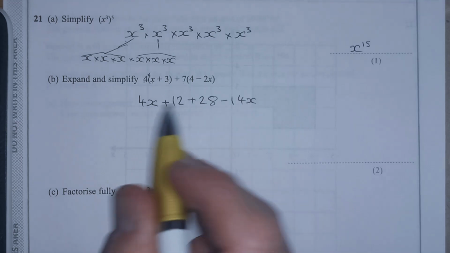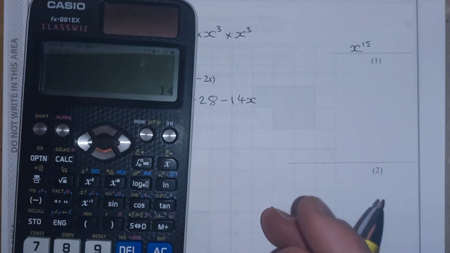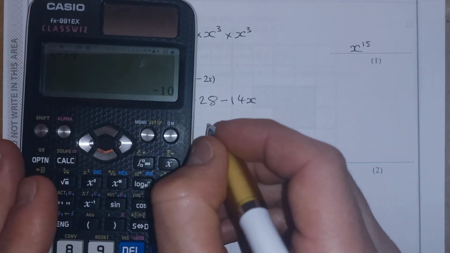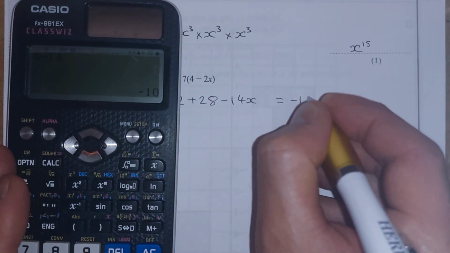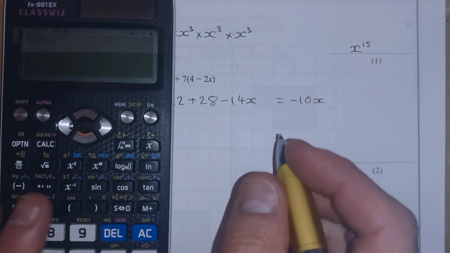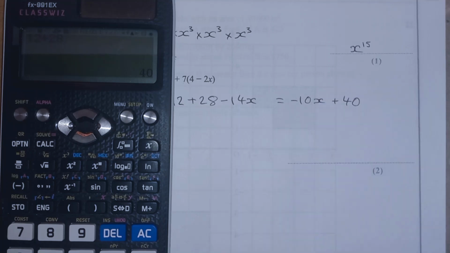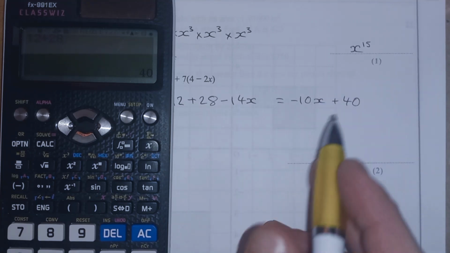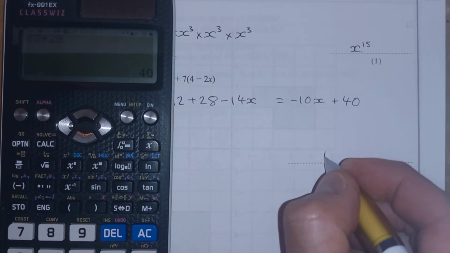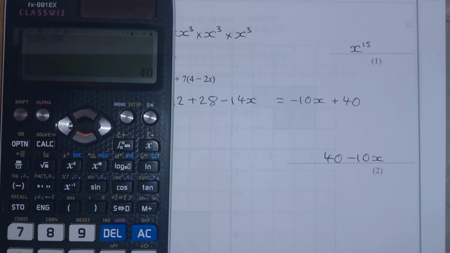Now we can put our x's together. So we've got 4x minus 14x. So 4 minus 14, it's going to be minus 10x. And then we've got 12 plus 28, plus 40. And that's absolutely fine, but sometimes it's just tidier to put the positive number first. So we could put 40 minus 10x. Either way is okay.